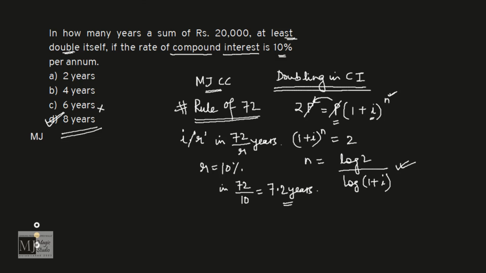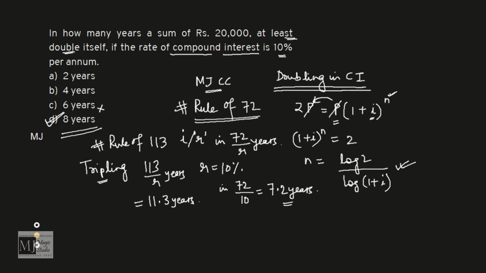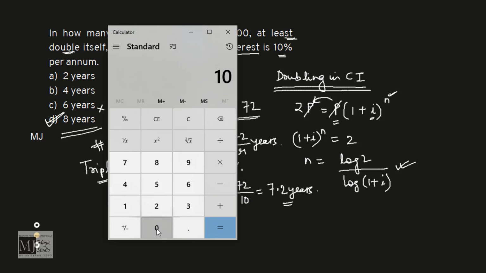You must be wondering, do we have some other rules also in compound interest? Yes, we have one more rule, which is the rule of 113, which is used in tripling. A sum of money will triple itself in 113 by R years. If R is 10%, it will triple itself in 11.3 years. So let's have a quick check with our dost, that is Mr. Calculator. I've invested 100 rupees at 10%, and I want to see what's happened after 11 years.